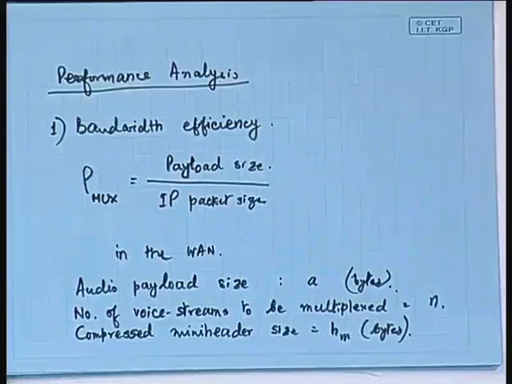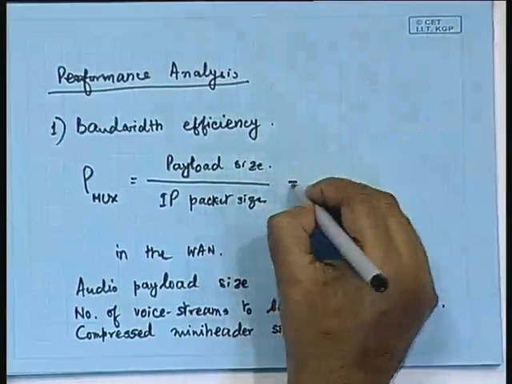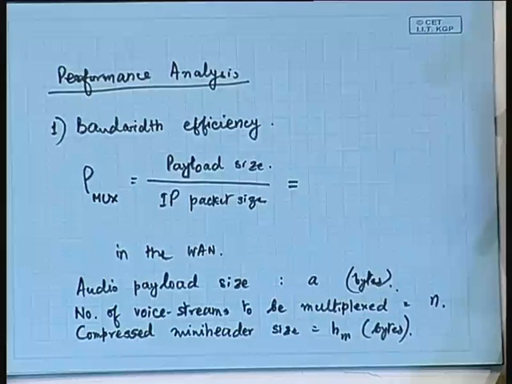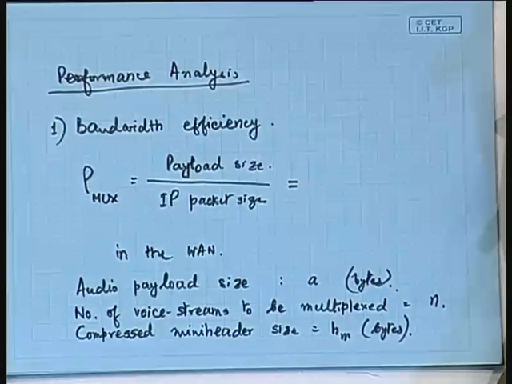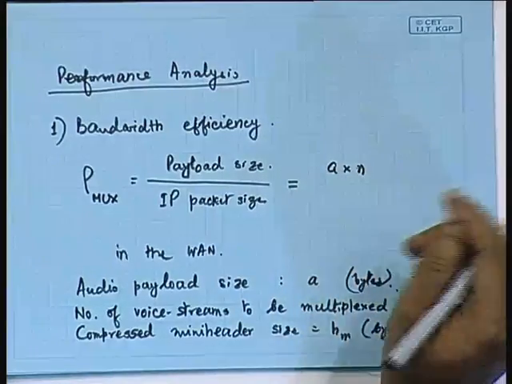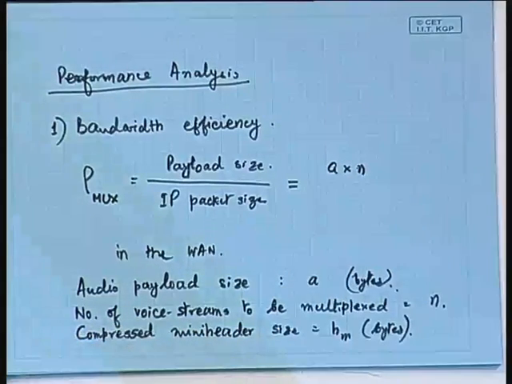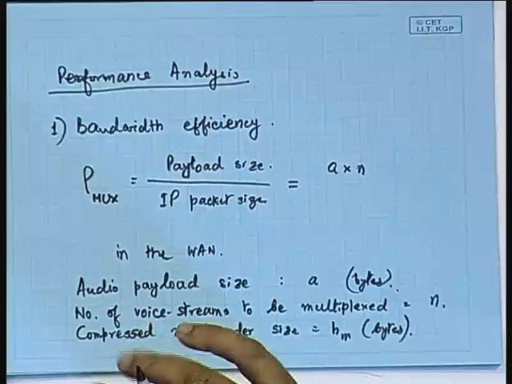Now tell me, what is going to be the total payload size in this rho mux expression, given this information? A times n, because A is the audio payload size for every stream. For every stream the audio payload size is A, and we have n such multiplexed streams. So, naturally this is A multiplied by n, that is the payload size. And what is going to be the IP packet size?